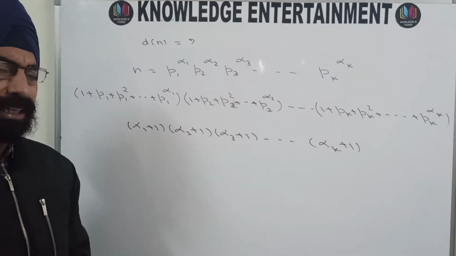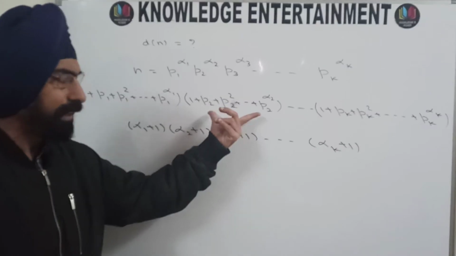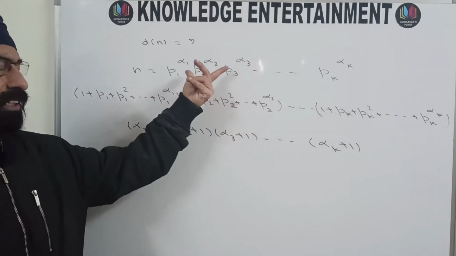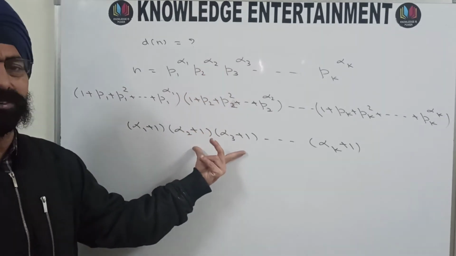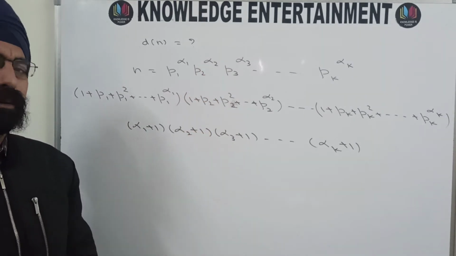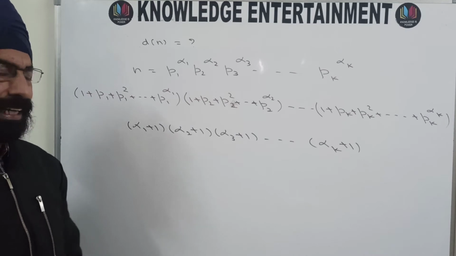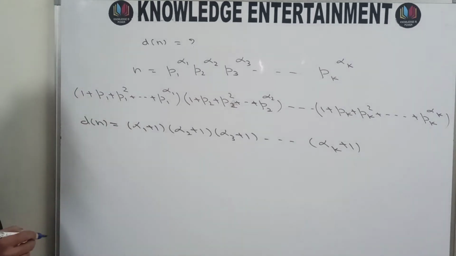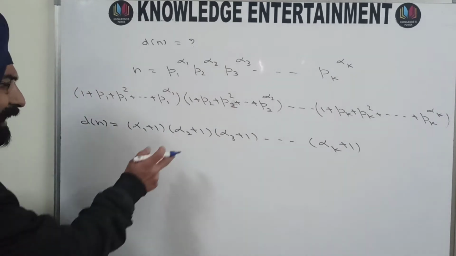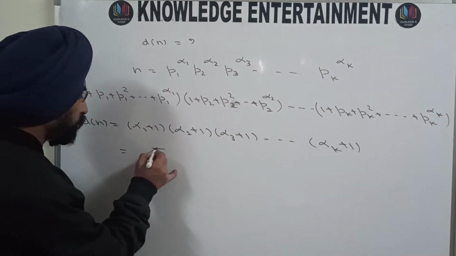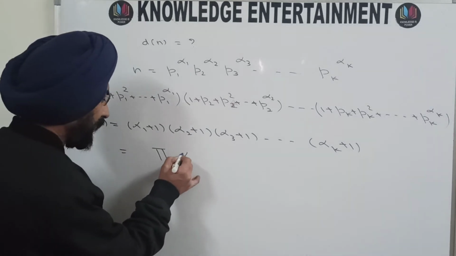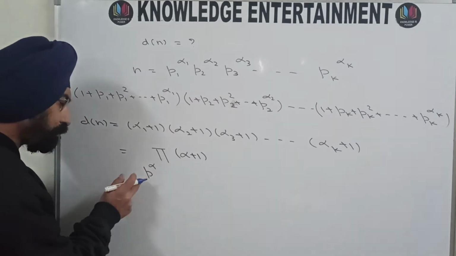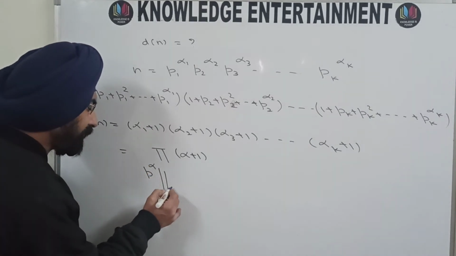And I told you earlier that all the terms of this product are precisely the divisors of n. So this many divisors of n will be there, and the number of divisors we denote by d(n). So the number of divisors of n is given by this relation, and it can also be written as the product of (alpha plus 1), where some prime p raised to the power alpha exactly divides n.